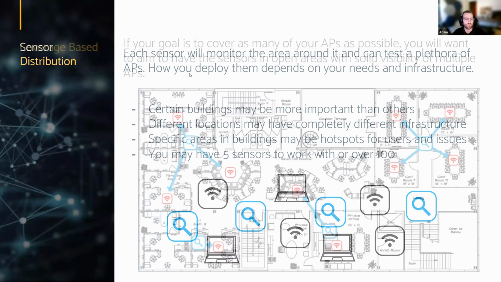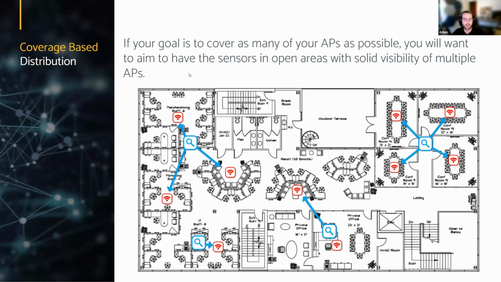Well, I personally keep a couple of different deployment models in mind, actually 3 total. First of those is going to be coverage-based distribution. If your goal is to cover as many APs as possible, you'll want to have the sensors positioned in open areas with solid visibility of, well, multiple APs.